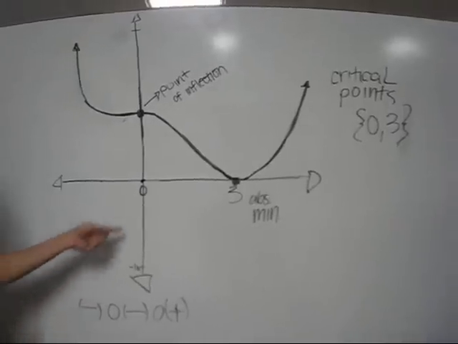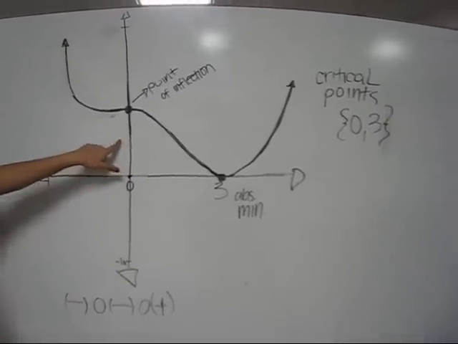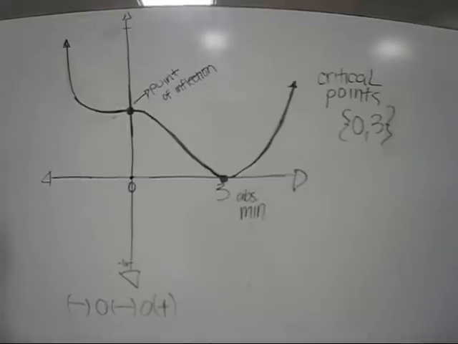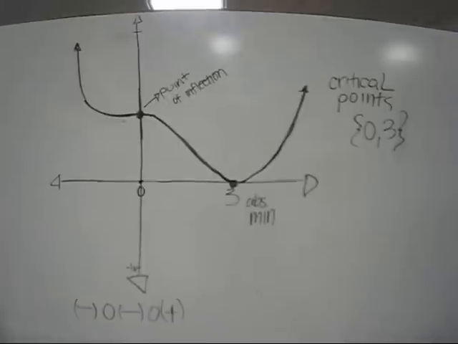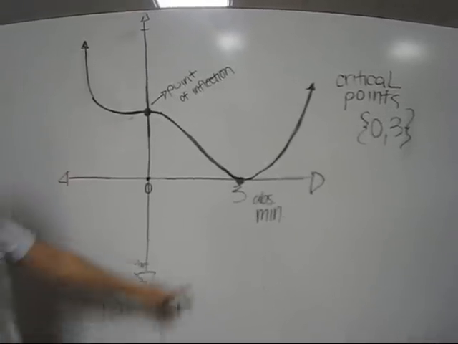So at 0, it's going to be 0, and at 3, it's going to be 0, 3. So this is your point of inflection, and this is your absolute minimum.